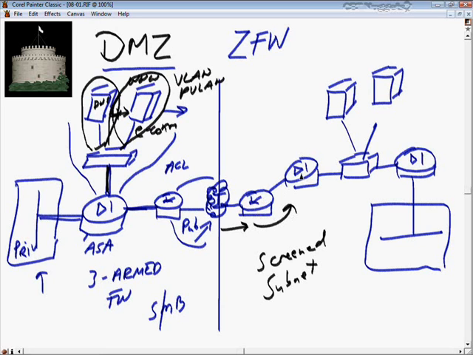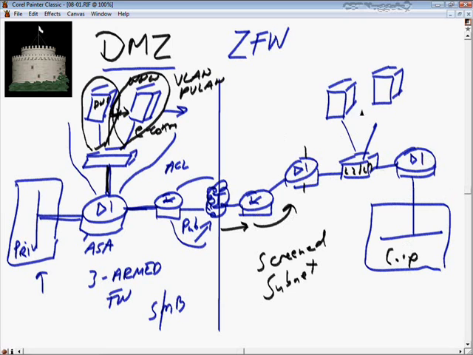Then you've got a firewall, which is your first line of defense. Then between this firewall and another firewall, you've got a switch, maybe a layer 2 or layer 3 switch. You've got two firewalls now protecting your corporate network. So they have to get past two firewalls.